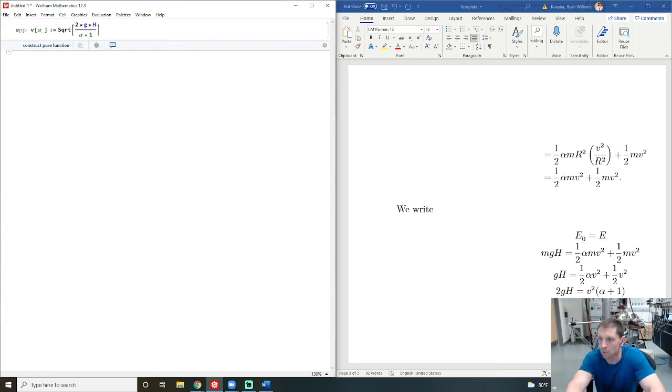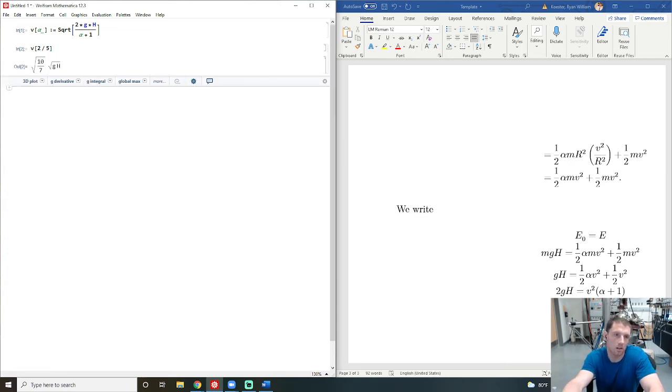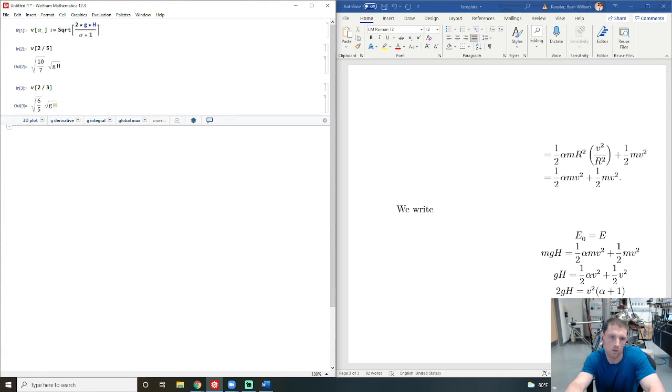So what do we have? We have a solid sphere, so the coefficient would be 2/5. Yes, I had to look at a table of moments of inertia for that. So that is our speed for the sphere. Then we have to do a hollow sphere. That should be 2/3. So that's the final translational speed of the hollow sphere.